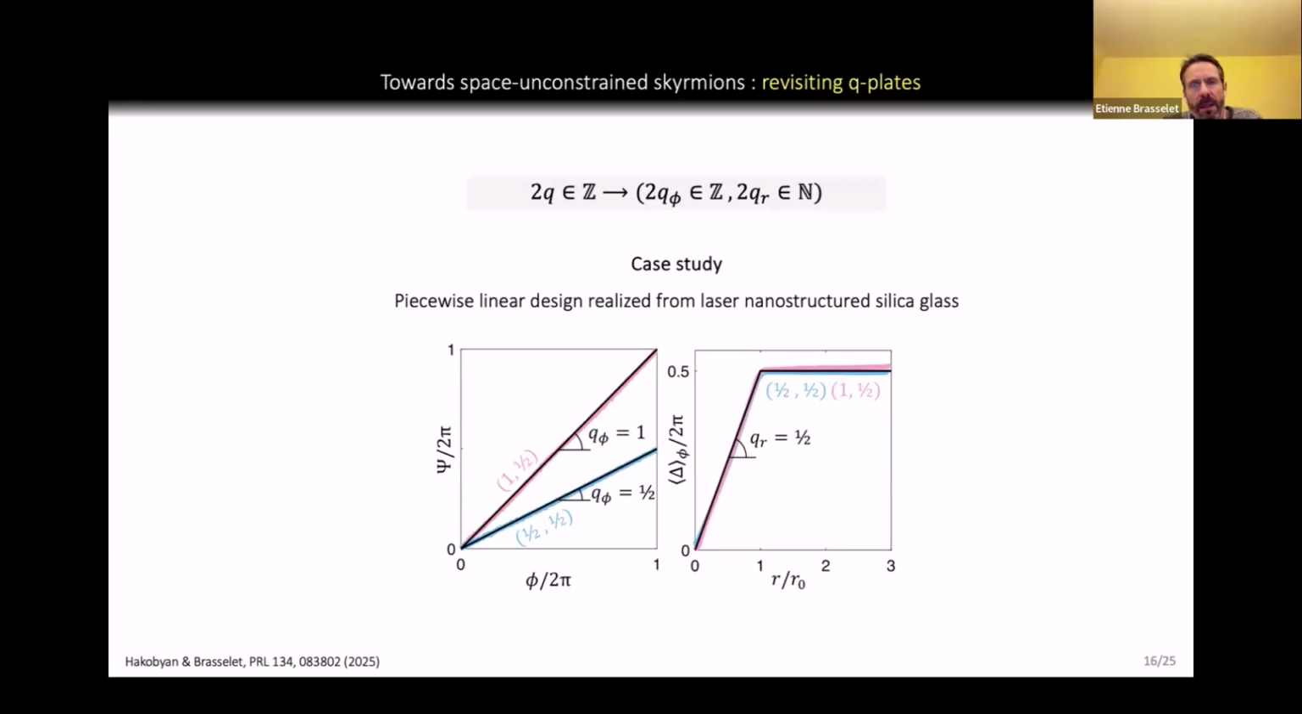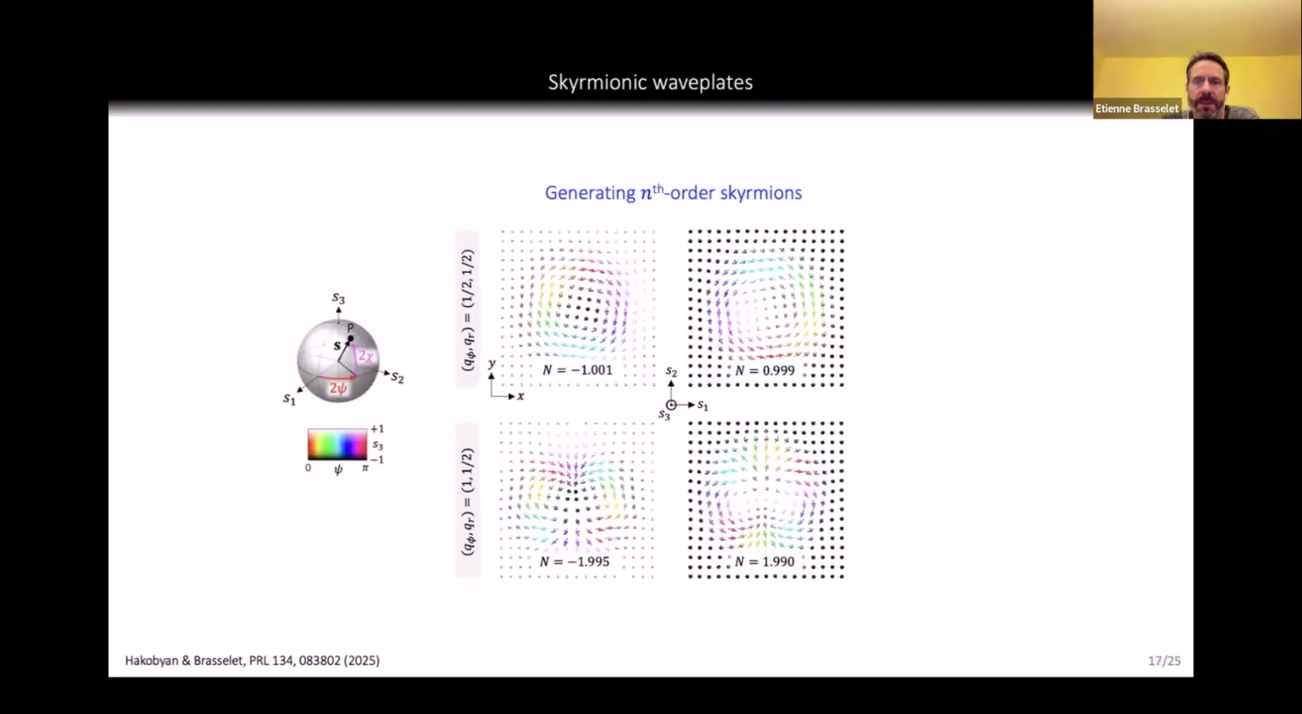But in that case, embarking a skyrmion and a Stokes skyrmion which is no longer space constrained, as it was before, where the analysis of a skyrmion has to be made in a well-defined region of space. Here, the Stokes skyrmion will be embedded in a uniform polarization field. Here are the results. These are experimental data where the skyrmionic textures at the output of these, I would say, Q_phi, Q_R plates of different orders are obtained.